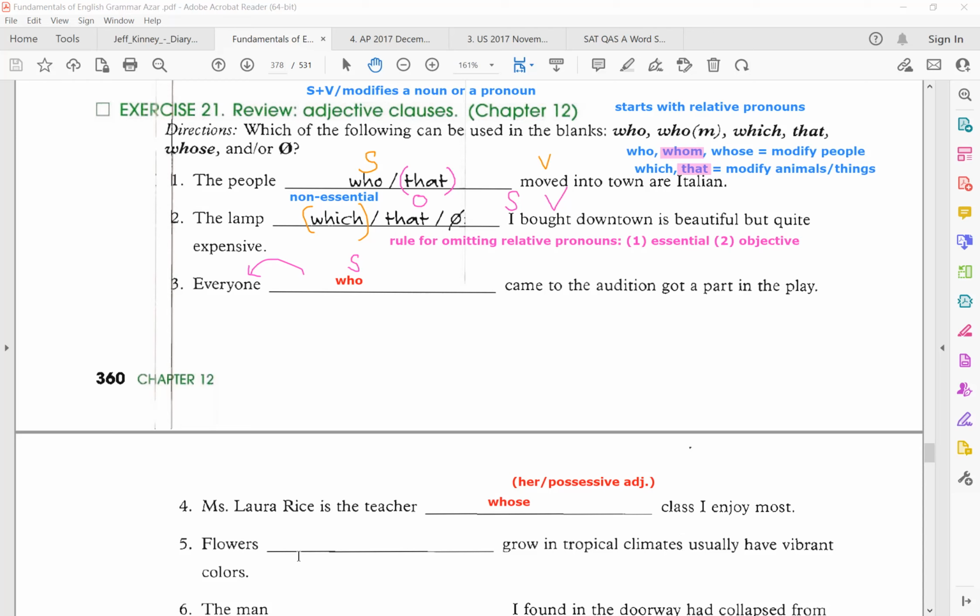Okay, and for number 5, flowers. When we're talking about flowers, which is a thing, we use which or that. And since this is essential, no comma, I want to use that. Flowers that grow in tropical climates usually have vibrant or very bright colors. And since this is used as subject because flowers grow, I cannot omit it because it is not the objective case.